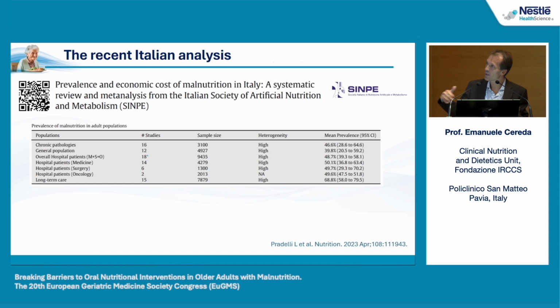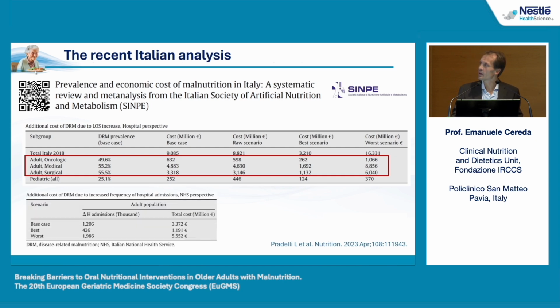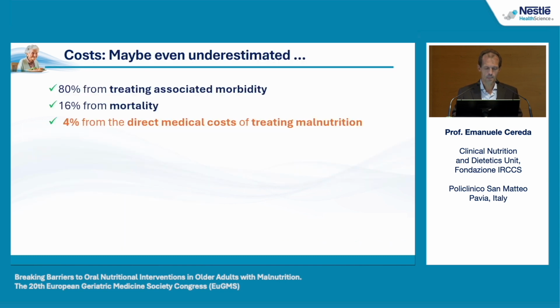In adults, and in old adults it is even higher, you can see that we are talking about billion euros in terms of money spent due to the increase in the length of stay, and money spent in, for example, readmission to hospital that can be prevented by appropriate nutritional care.